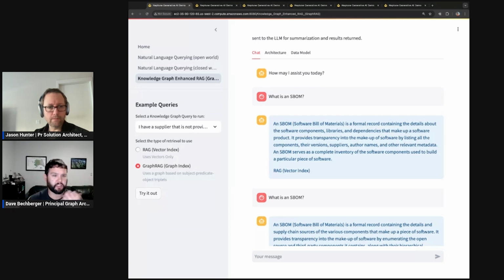But we see customers go both ways, either using Neptune Analytics with the built-in vector store, or using the serverless option for Neptune with Amazon OpenSearch Serverless to be able to have a pure serverless GraphRAG experience.